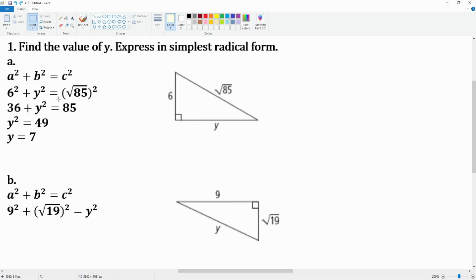The same substitution, make sure you put it in parentheses. The square and the square root will cancel. Square root of 19 squared will cancel, making it just 19. 81 plus 19 is 100. Square rooting 100 is just 10. That is just what y is.